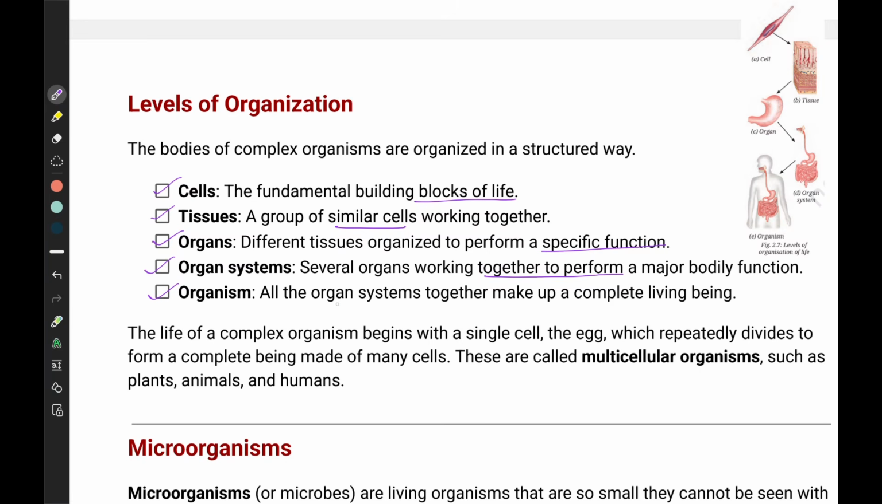Organism, all the organ systems together make up a complete living being. The life of a complex organism begins with a single cell, the egg, which repeatedly divides to form a complete being made of many cells. These are called multicellular organisms, such as plants, animals, and humans.